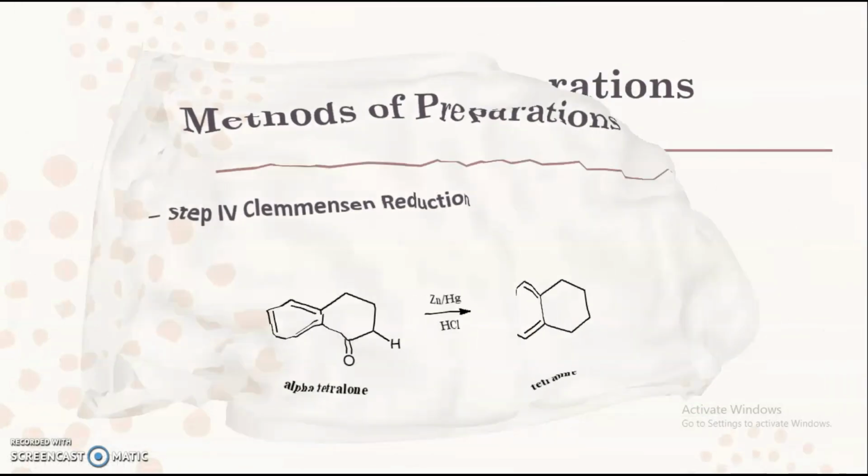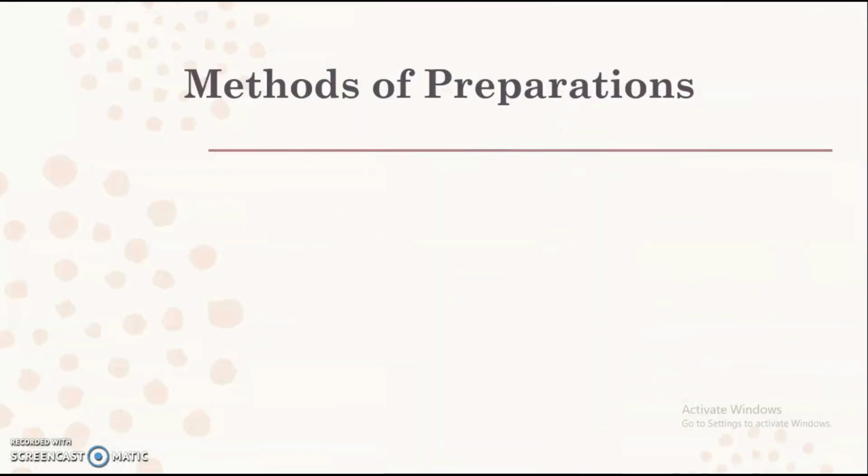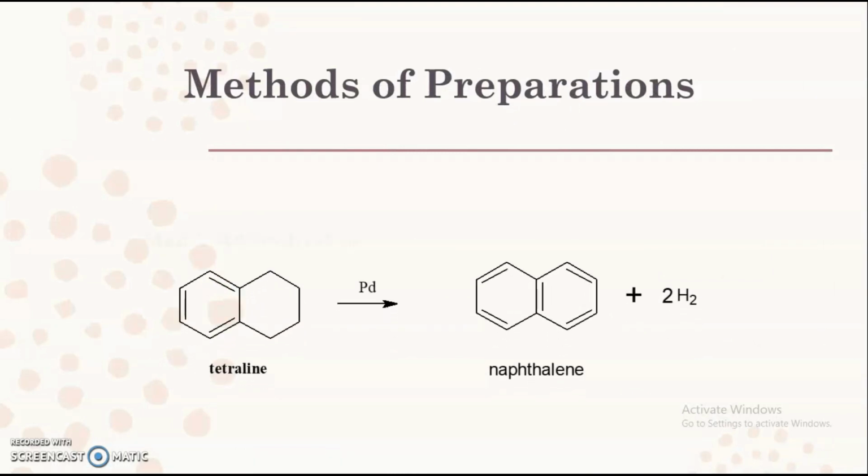And in the final step, an aromatization reaction is carried out, where tetralin undergoes dehydrogenation in the presence of palladium as a catalyst, which leads to the formation of naphthalene, where here you can see the second ring, that is the B ring, is not aromatic.